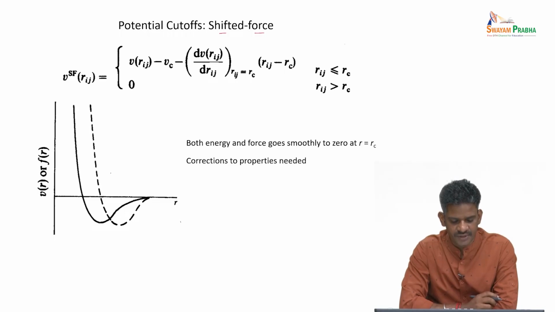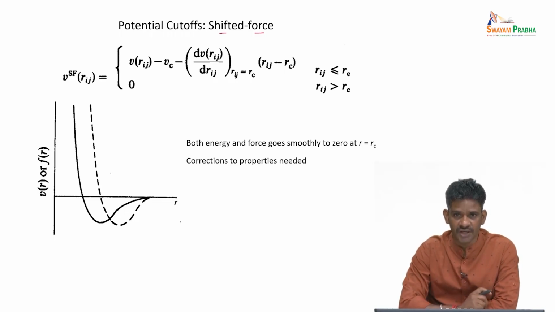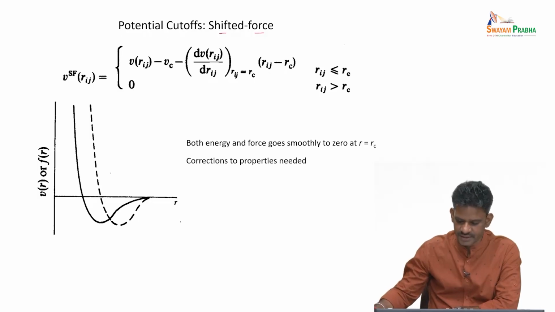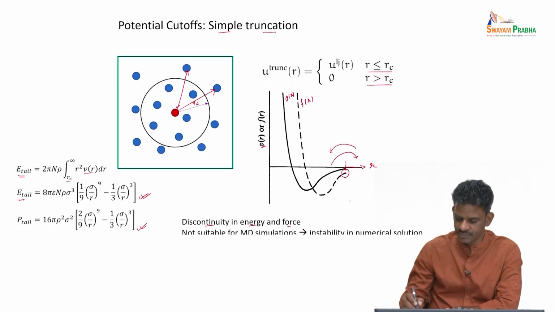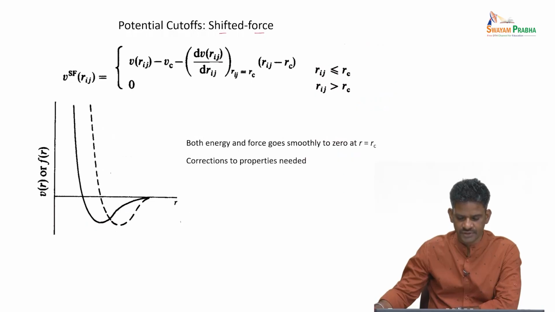So, what we are going to do now is we are also going to shift the force so that the force goes to 0 at R equal to RC. The way you do that is, so this is the potential where I said that the force is discontinuous, right. So, basically we try to add a force component so that this goes to 0 right here by adding a particular amount of force. So, that is shown here.